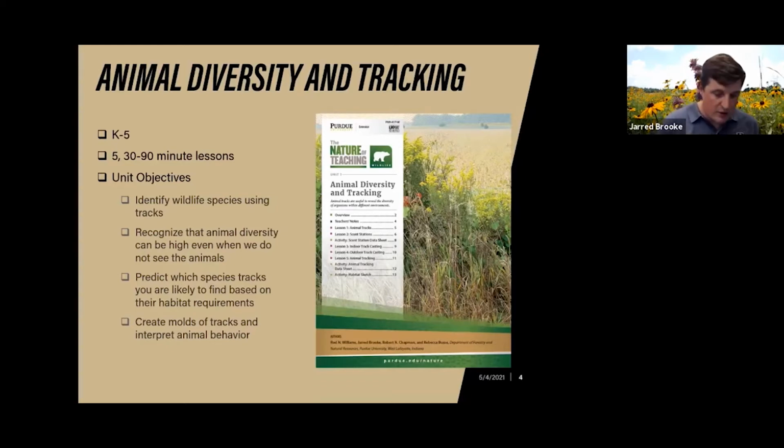So the objectives of the unit are to identify wildlife species by using their tracks, to recognize what a track is and be able to define a track, and also to recognize that animal diversity can be high even when we don't see animals. You also use tracks in this lesson to predict which species' tracks you're likely to find based on their habitat requirements. And then you'll be creating molds of tracks and trying to interpret animal behavior based on tracks that you find out in nature.